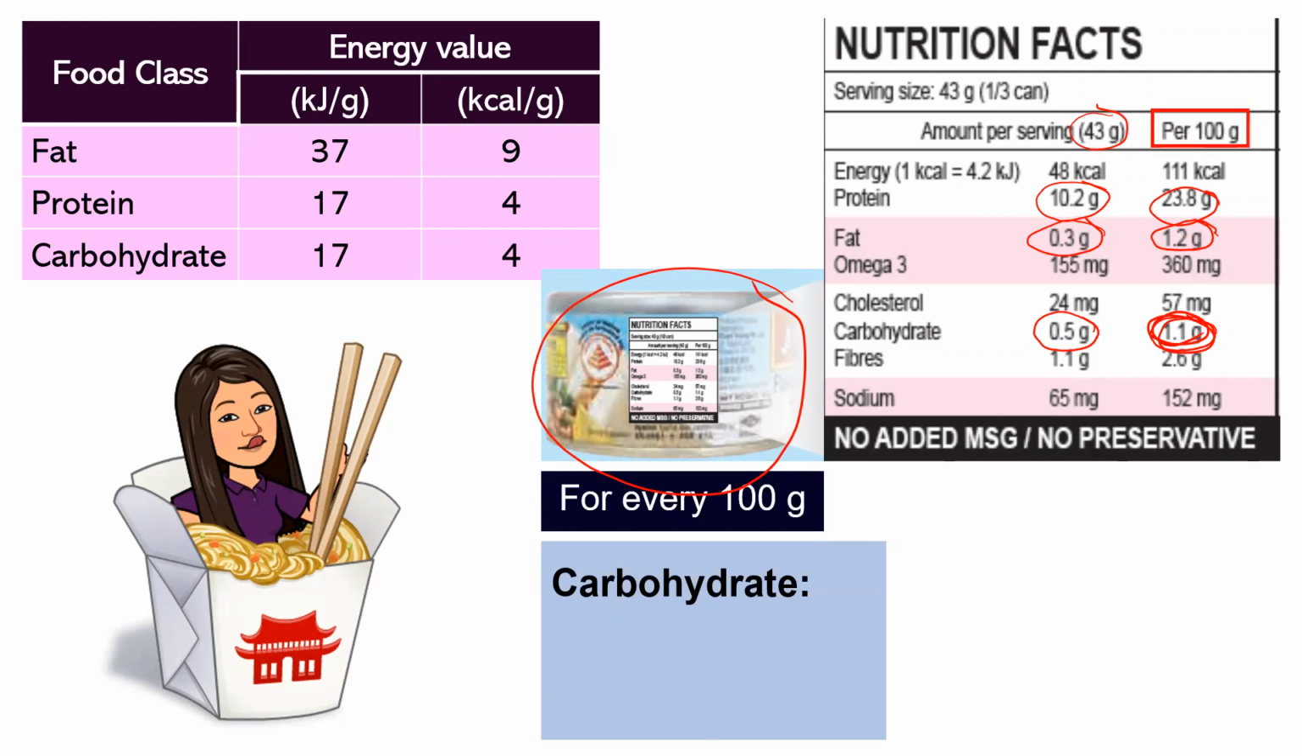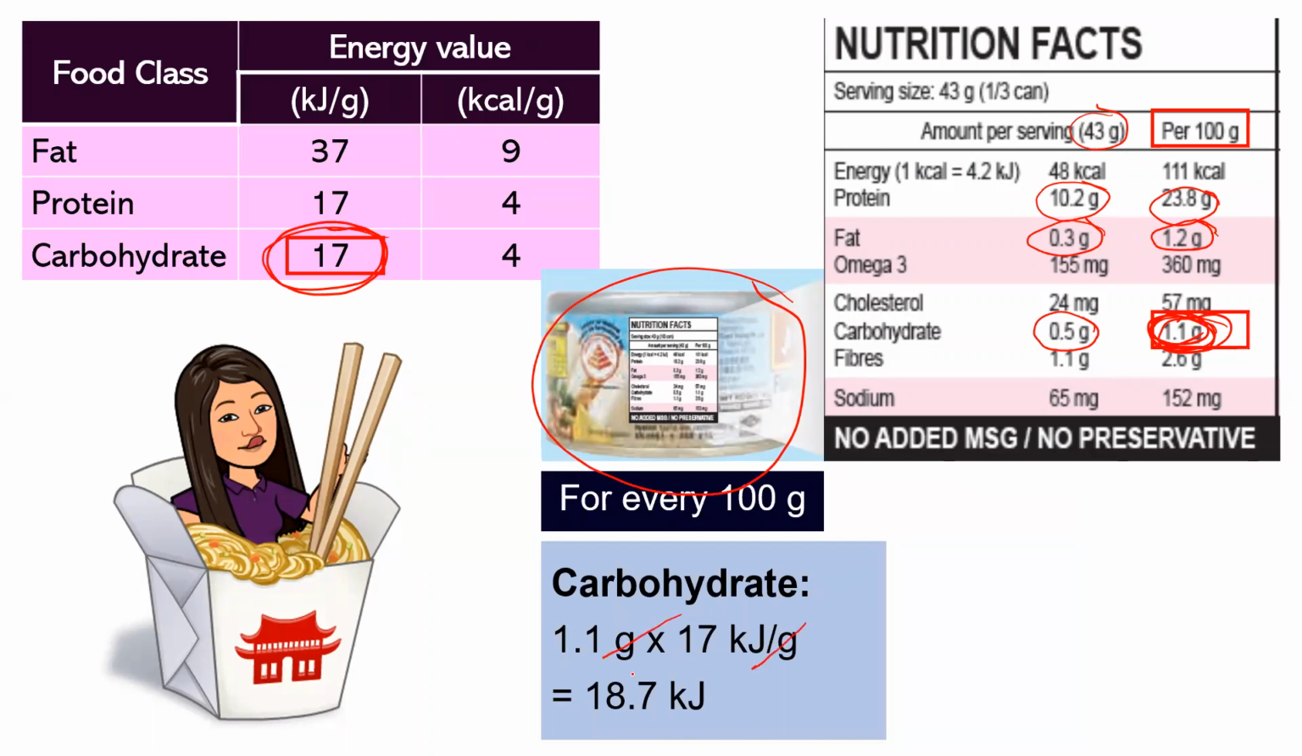Okay, good. So what happens is, let's look at carbohydrate. Carbohydrate, I go to 1.1 here. Good. And then I go over here. I see that carbohydrate is 17 kilojoules per gram. So I take that 1.1 gram, I times with 17 kilojoules per gram. Therefore, I will get carbohydrate in this tuna can is 18.7 kilojoules.